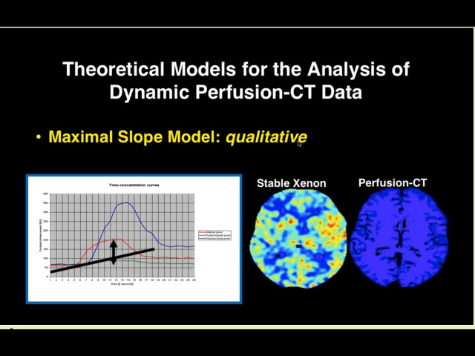And I'm going to show you this example now on the right lower corner of the screen. So you have a patient who was imaged with stable xenon, which is considered to be one of the references for cerebral perfusion. So that's kind of your truth. And on the right of the stable xenon image, you have a CT perfusion dataset processed using software using the maximal slope model. And if you compare the truth, the gold standard image on the left, and the perfusion CT image on the right, you can see that the absolute values of brain perfusion are underestimated. So you cannot necessarily rely on those absolute values.